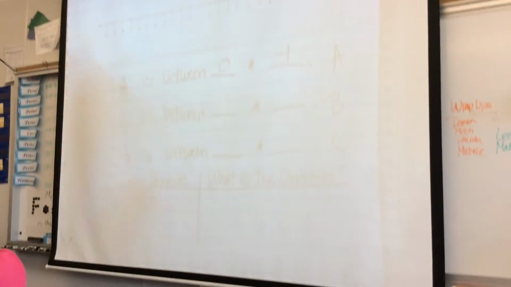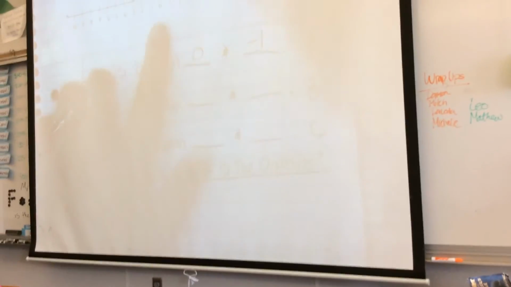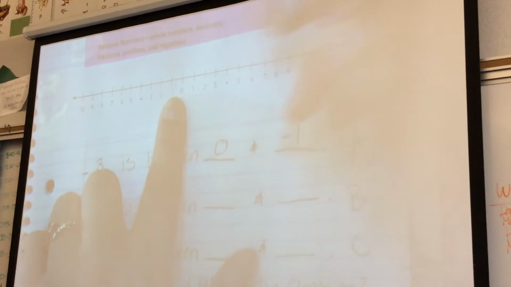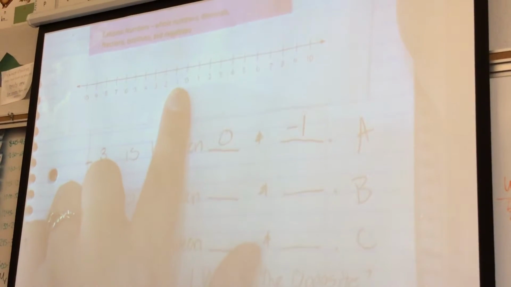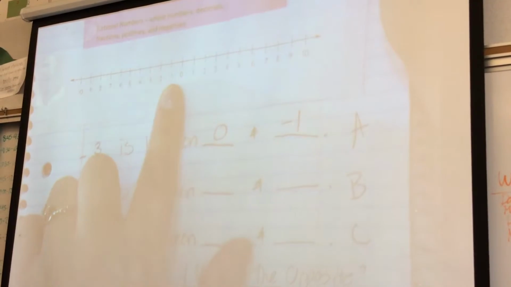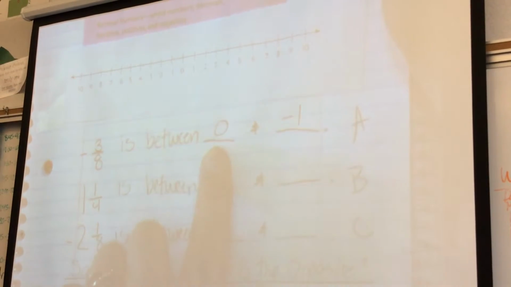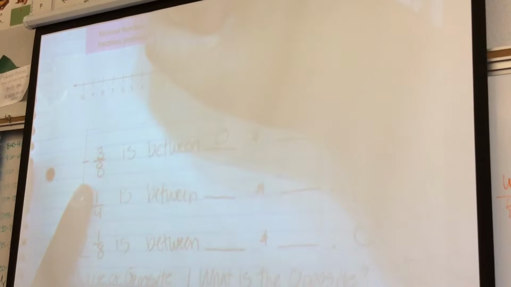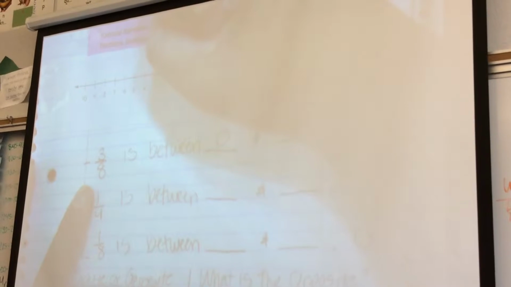Okay? So now I'm going to come up to my number line. And I know it's going to be between 0 and -1. Is it going to go right on the line of 0? No. Is it going to go right on the line of -1? No, it's between 0 and -1. It doesn't have to be exactly in the perfect spot, but it does need to be in between the numbers.